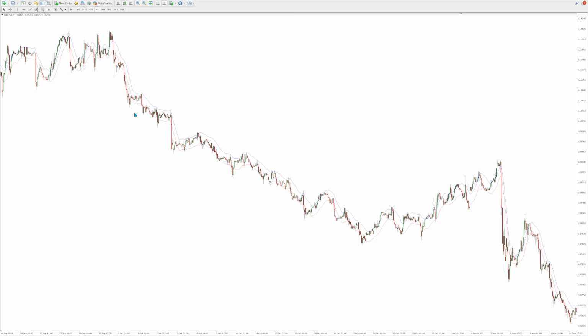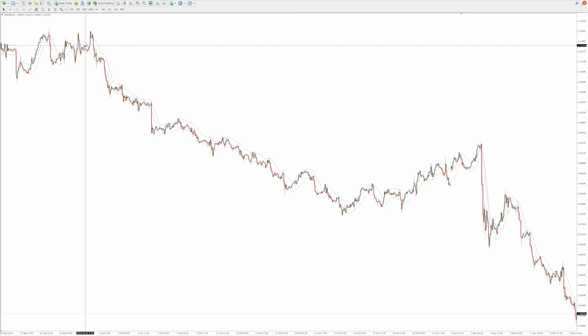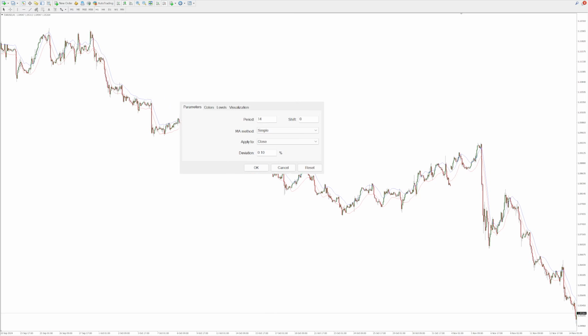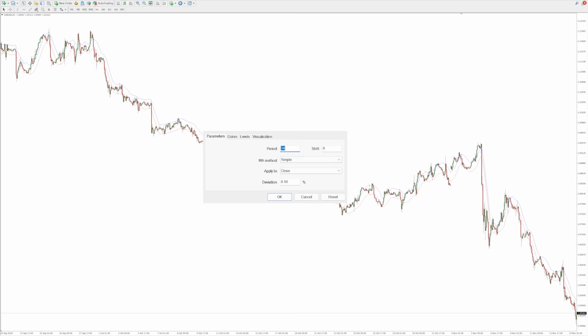In this video I'm going to show you a simple strategy that you can use to capture moves like this one, for over 700 pips and counting. This is using the envelopes indicator, which you should already have included with your trading platform. You can simply choose the settings. We're going to use the default period of 14, simple moving average, and 0.1 deviation.